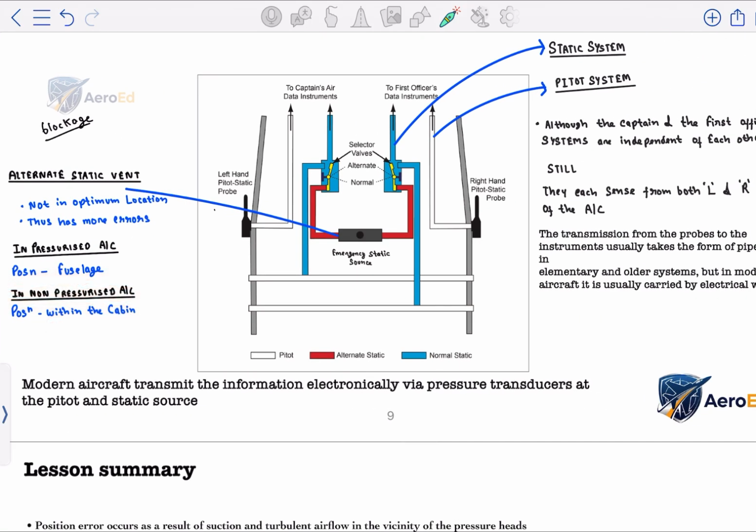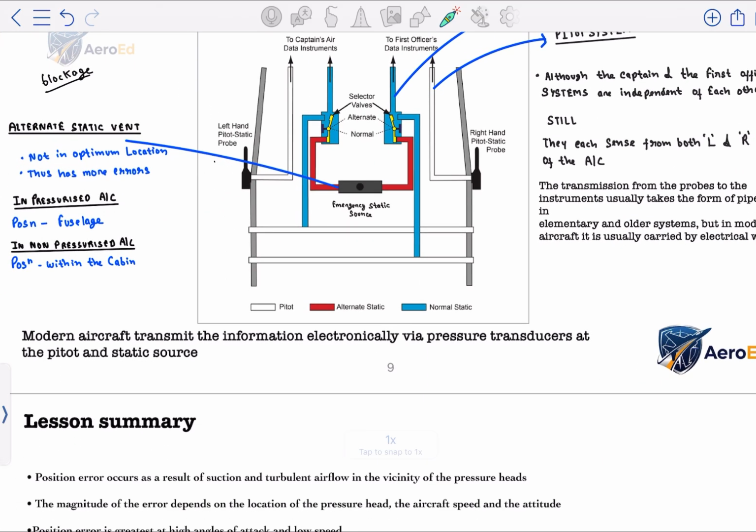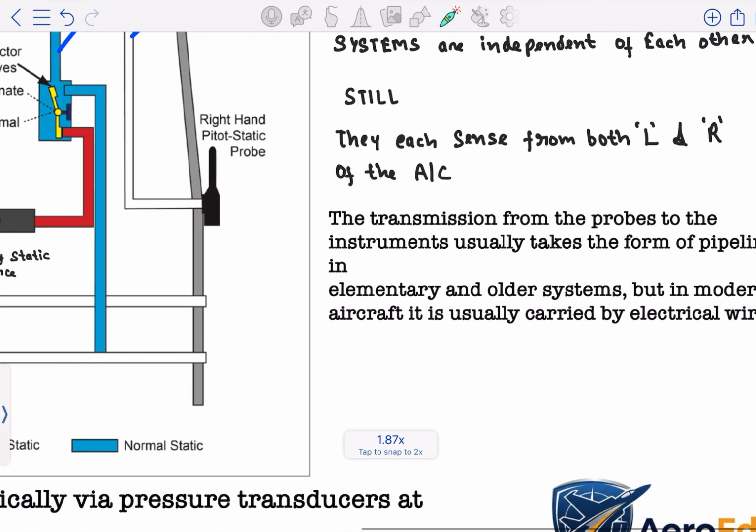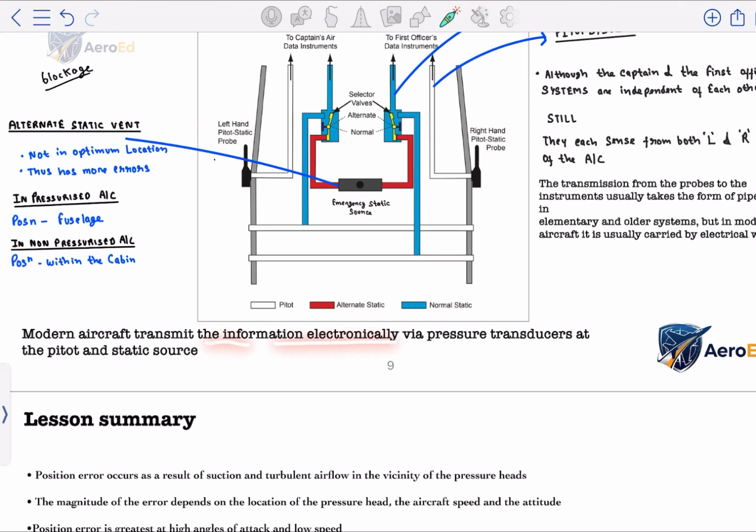Let's read this one. The transmission from the probes to the instrument usually takes the form of pipelines in elementary and older systems, but in modern aircraft it is usually carried by electrical wires. So in older aircraft, the pressure is transmitted directly to the instruments by the pipelines, but in modern aircraft it is carried by electrical wires. Modern aircraft transmit the information electronically via pressure transducers at the pitot and static source.